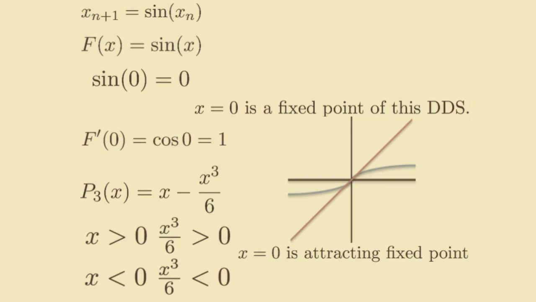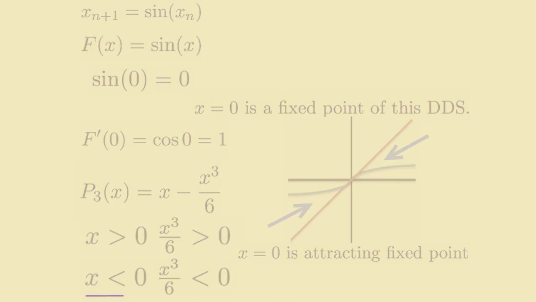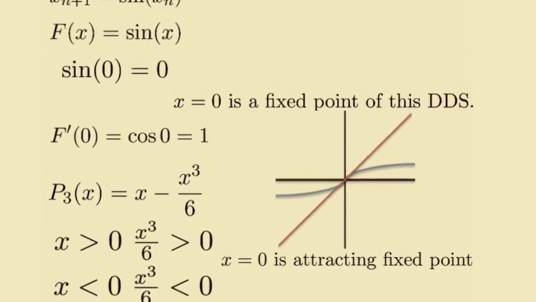This picture is very helpful because it tells us that when x is positive and close to 0, because the graph of the Taylor polynomial is underneath the line y = x, the orbits will move to the left. And on this side, where x is negative, because the graph of the Taylor polynomial is above the line y = x, the orbits will move to the right. And this tells us, in the end, that x = 0 is an attracting fixed point.